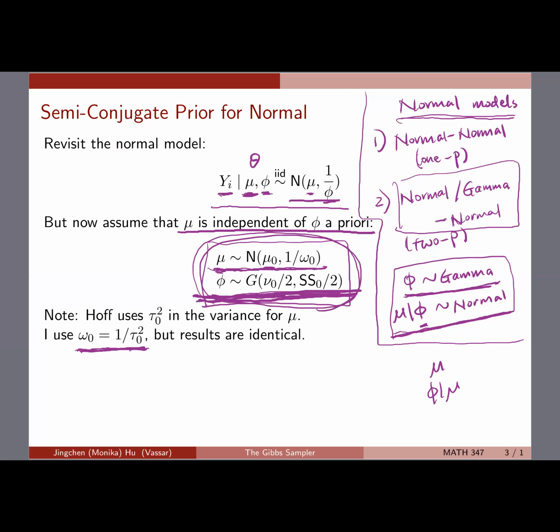Here, this is my belief, and I want to set it up this way. So what will be the problem here? The problem is that if you try to derive the posterior for each of mu and phi, you will see that you won't be able to recognize what it is. That will be the challenge.